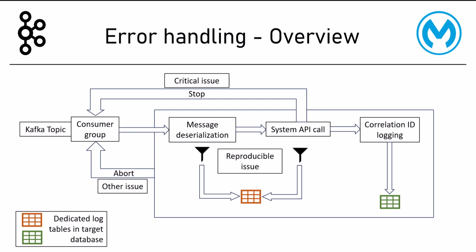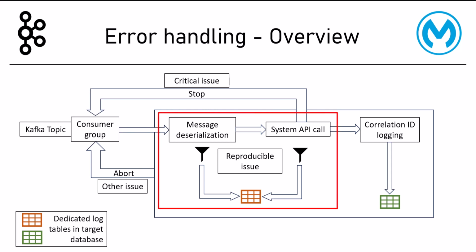First, I would like to draw your attention to the filtering of problematic messages. As you can see in the middle of the slide, the filtering will be implemented for two steps, namely during the deserialization of the messages and the system API call, as both steps in the consumption process are prone to message-related and reproducible errors. In both cases, a dedicated error log table will be populated with all message header information needed for identifying the actual message.